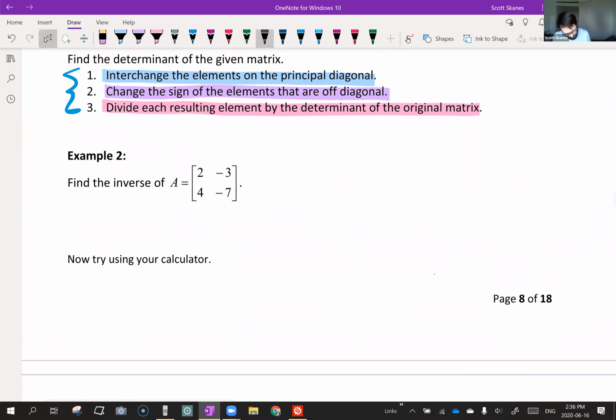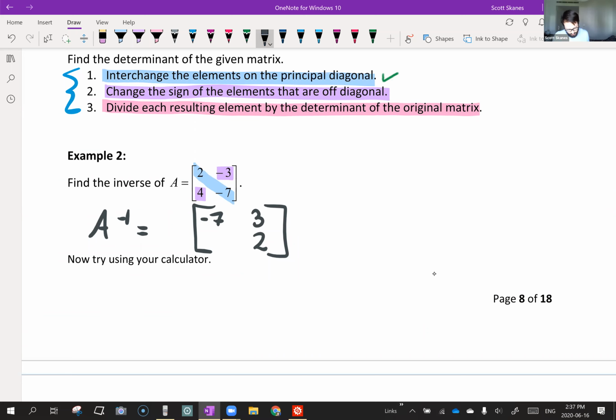Let's do what it says. A inverse is, interchange the elements on the principal diagonal. On the diagonal, we have 2 and 7, so I change their order: 7 and 2. I've swapped them, so my first step is done. Second step, change the sign of the elements that are off diagonal. These elements, I change the sign: -3 turns into 3, 4 turns into -4. I've done the second step. The third step, divide each resulting element by the determinant of the original matrix.